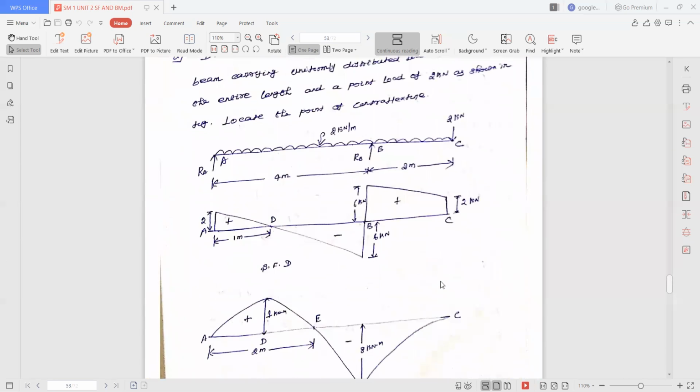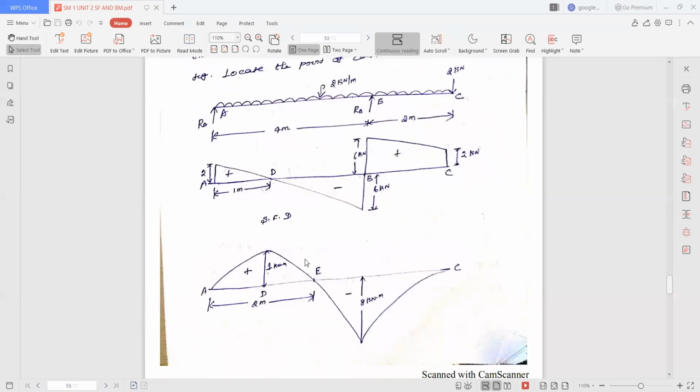Now you can say at point B it becomes plus 6, then at point C plus 2. Then here already downward minus 2 is there. So plus 2 minus 2 becomes 0, again coming to 0. So this is how you have to draw the shear force diagram.